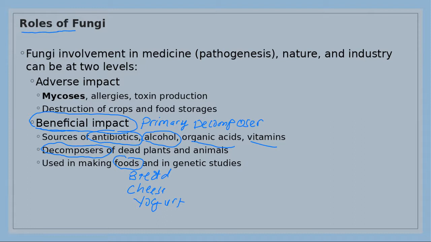But some of them also have adverse impact, like they can cause disease. And again, disease caused by fungi is called mycosis. They can also cause allergy in some people, and produce toxins, like aflatoxin, for example, that can kill humans. And then they can also destroy crops and food storage. So these are some roles of fungi.